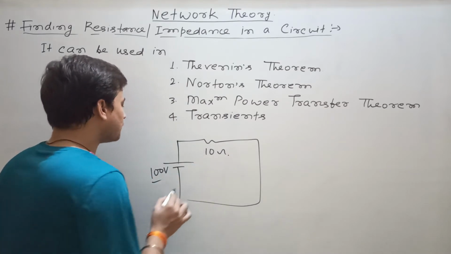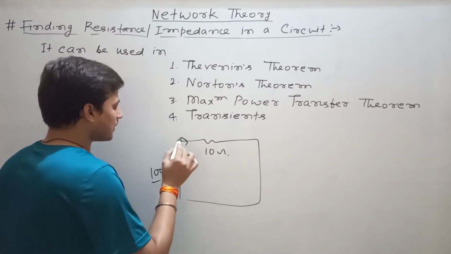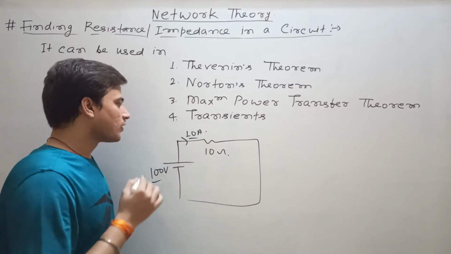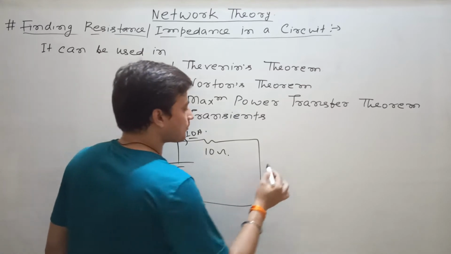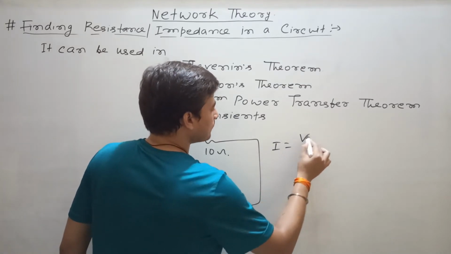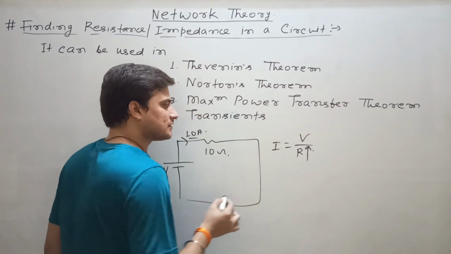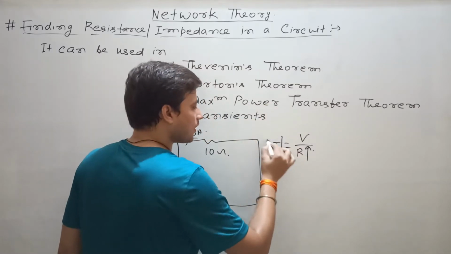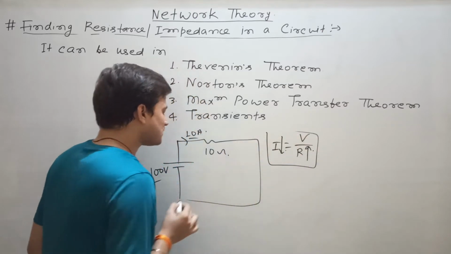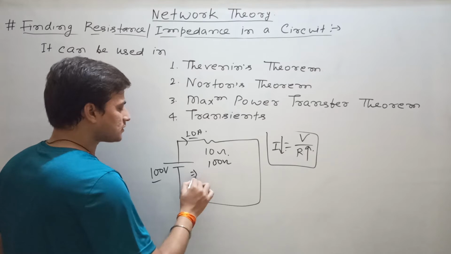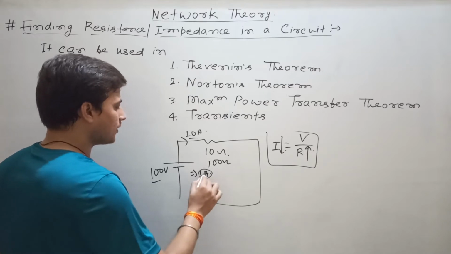Then what do you see? Current of V by R, that means 10 ampere of current flows through the circuit. That means I equal to V by R. Now if you start increasing the value of resistance, then the value of current decreases. That means when this resistance becomes 100 ohm, the current will become 1 ampere.